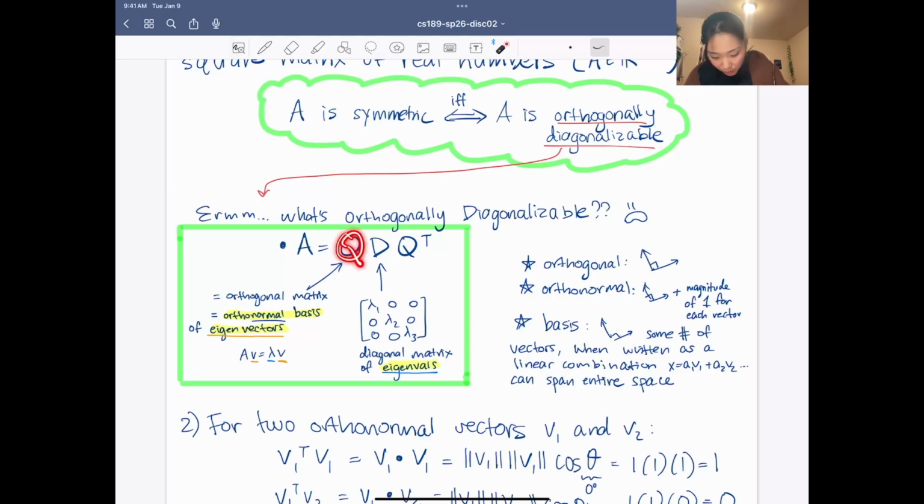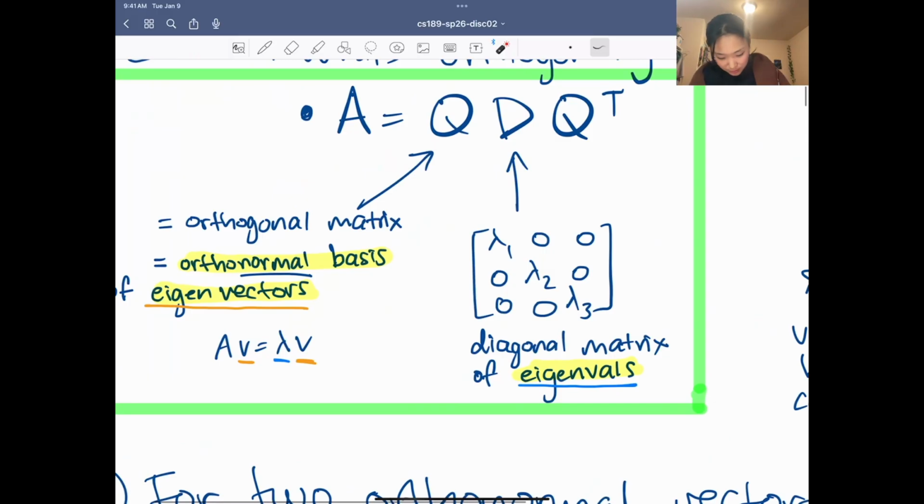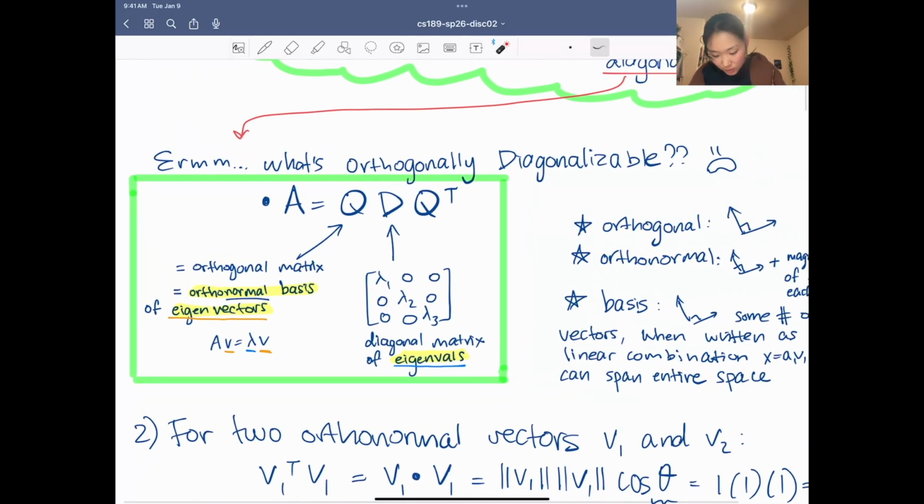So Q is some orthogonal matrix. What orthogonal matrix actually means, it's kind of an annoying term, is that this matrix has an orthonormal basis. Specifically, in this case, where A is symmetric and orthogonally diagonalizable, it consists of an orthonormal basis of eigenvectors. Recall that an eigenvector is a vector that satisfies this formula here, A v equals lambda v. This is going to be very helpful later. So this is what Q is: some orthogonal matrix that consists of an orthonormal basis of eigenvectors.